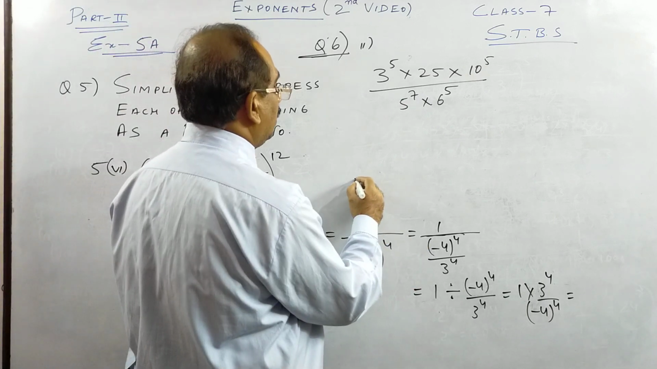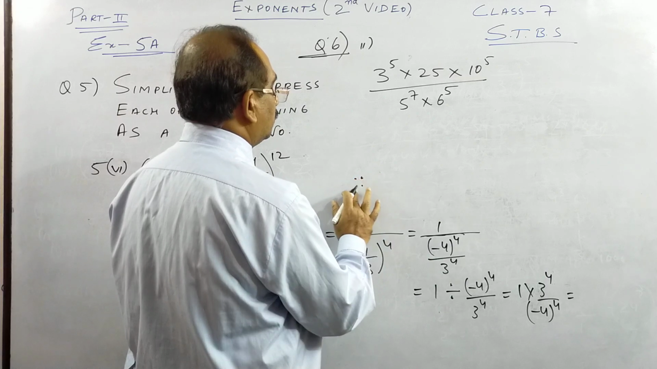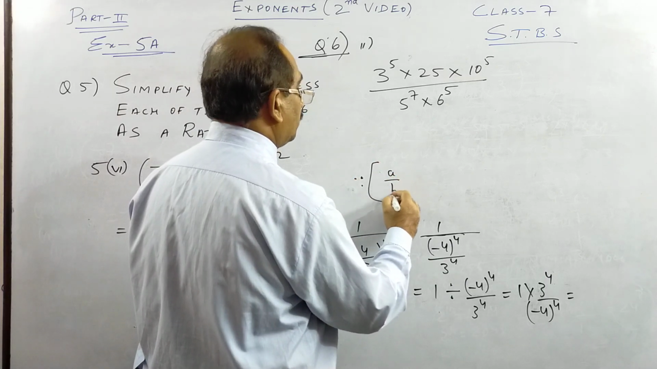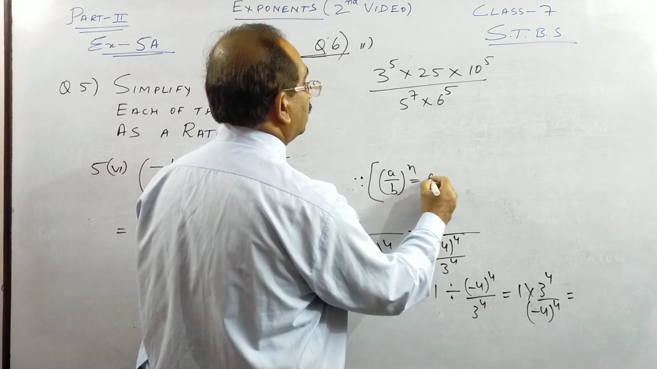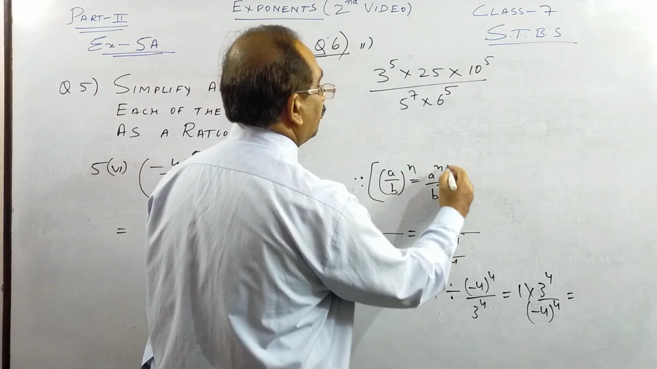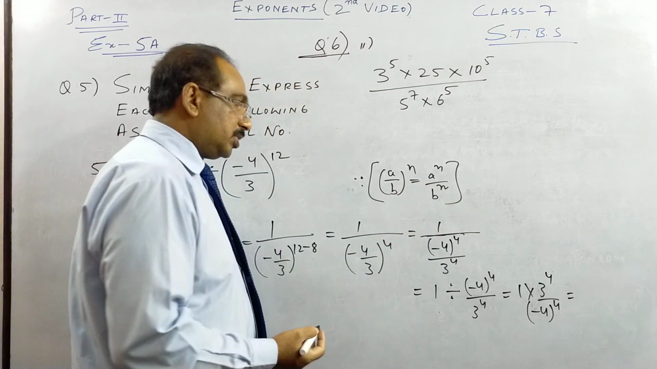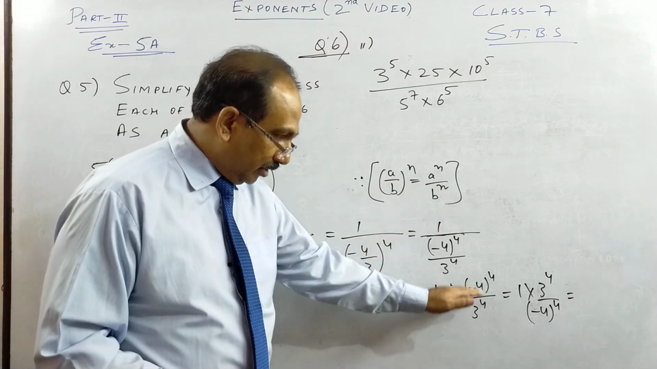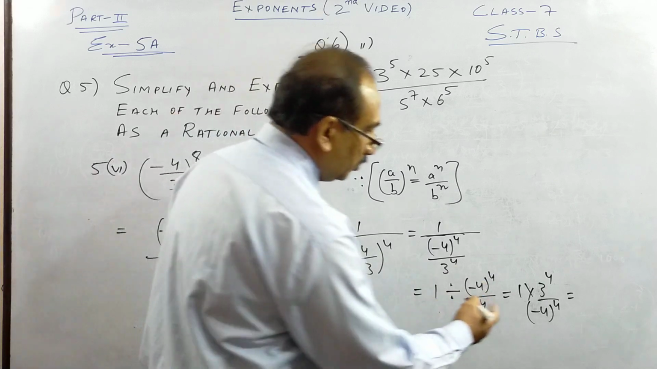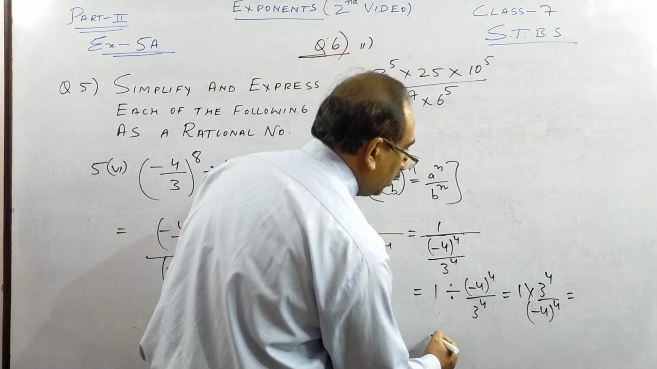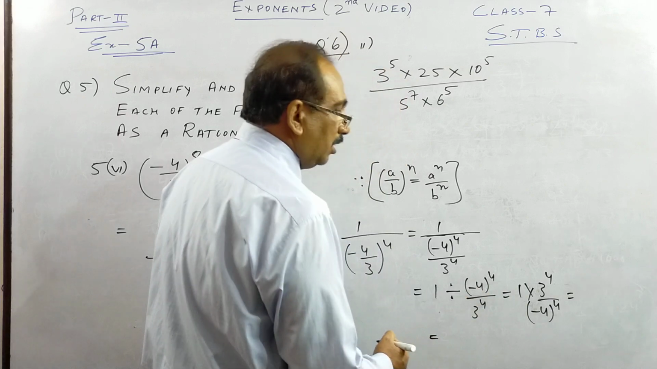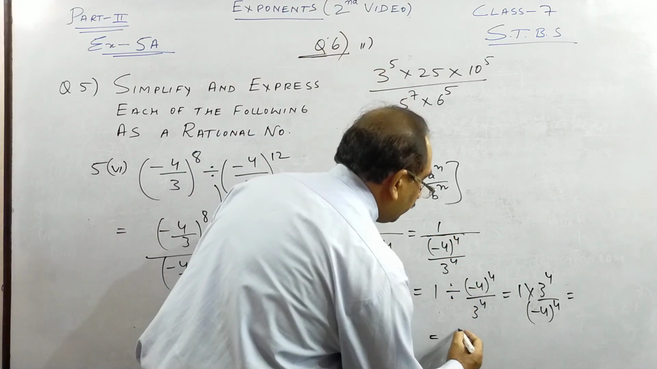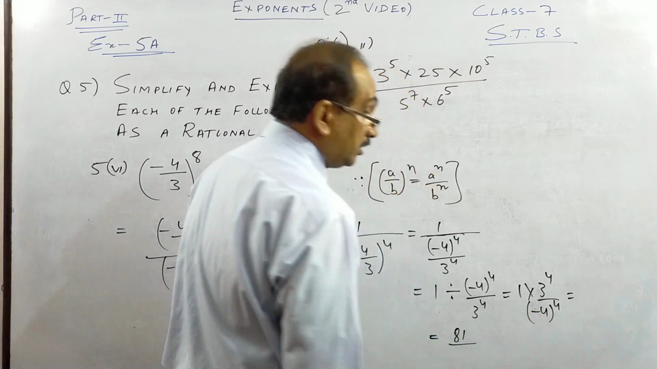If you see, you can write, since (a/b) to the power n is a to the power n by b to the power n. So power goes to the numerator and denominator also. Then I divide, denominator goes up and numerator comes down. So finally children, 3 to the power 4 is 3 square into 3 square, 9 nines are 81.